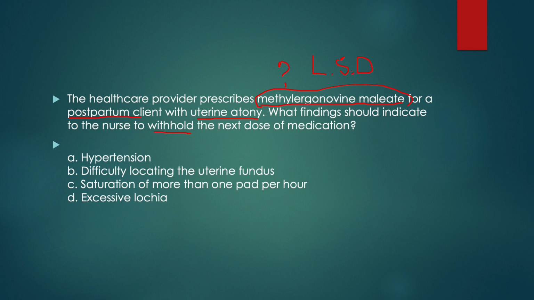So I'm going to go with hypertension based off of all the things that I just said. And I want your brain to go in that direction as well. The other caveat is hemorrhage. So if we're just losing a ton of blood. All right, so hypertension is one of them. All right, difficulty locating the uterine fundus. No, that's just a nurse that doesn't know what they're doing or how to palpate. All right, move. Saturation of more than one pad an hour. Yeah, she's postpartum. I would say that that's potentially normal, especially if we have uterine atony.